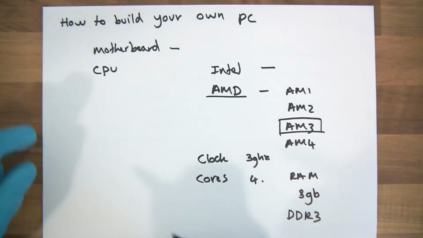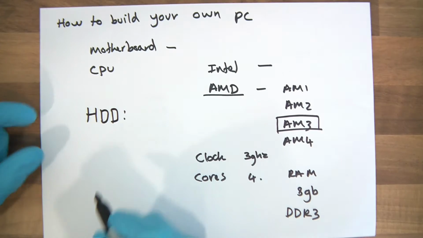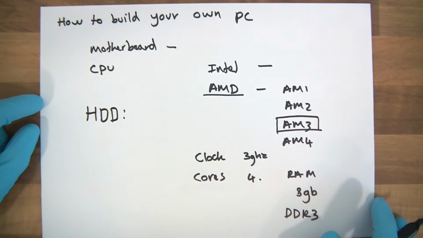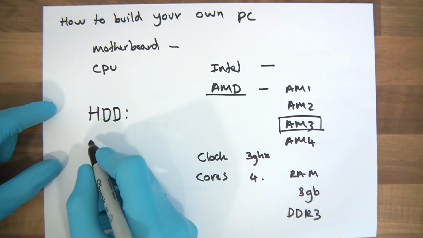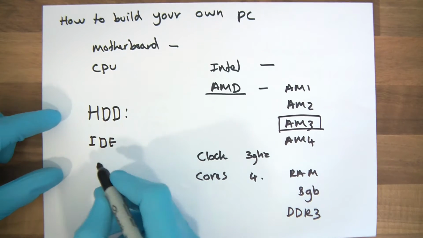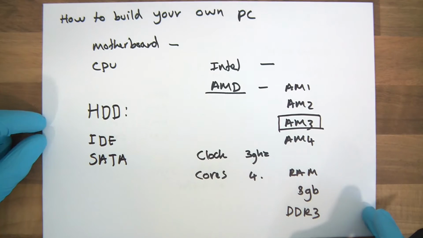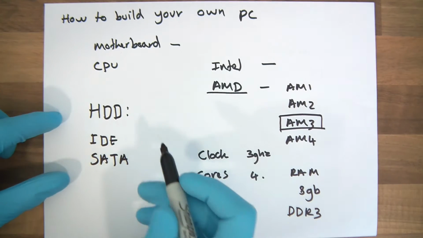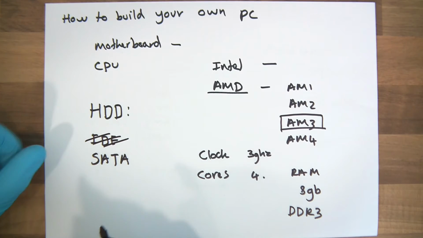Okay, so the next thing you need to think about is hard drives. Sometimes they're called HDD, hard disk drive. And these come in two main technologies. They come in IDE, which are becoming very old, and they come in SATA, which is the latest one. There's no point in bothering with IDE, so get a SATA one.